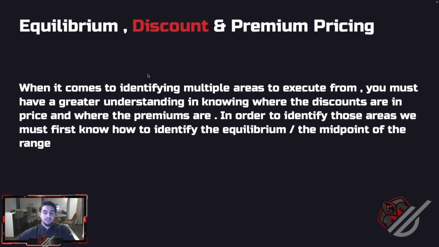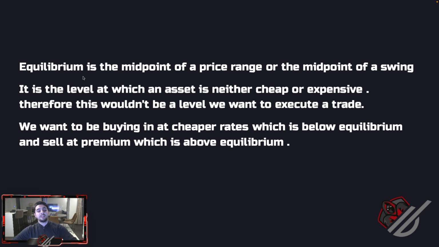Equilibrium, discounts, and premium pricing. When it comes to identifying multiple areas to execute from, you must have a greater understanding in knowing where the discounts are in price and where the premiums are. In order to identify those areas, we must first know how to identify the equilibrium, which is the midpoint of the range. Okay. Now, the equilibrium is the midpoint of a price range or the midpoint of a swing.